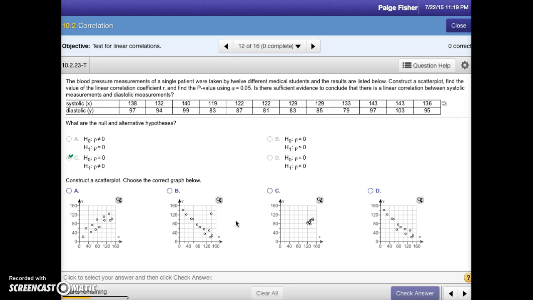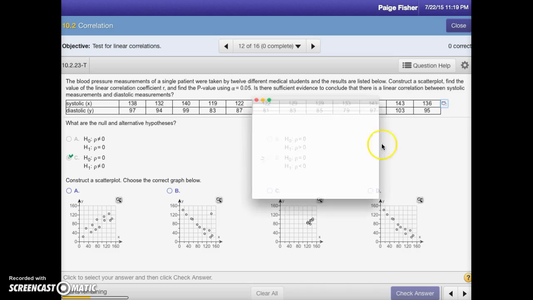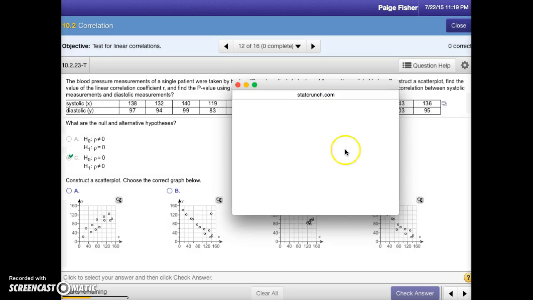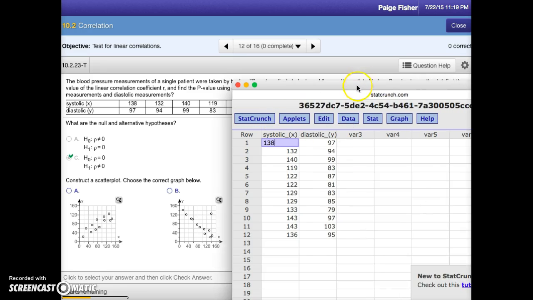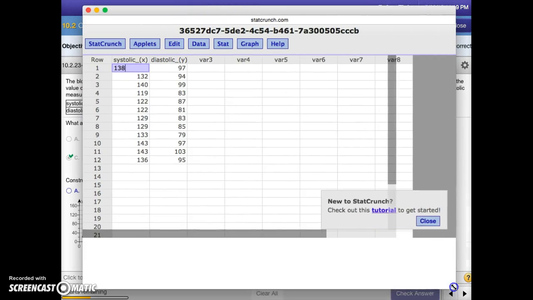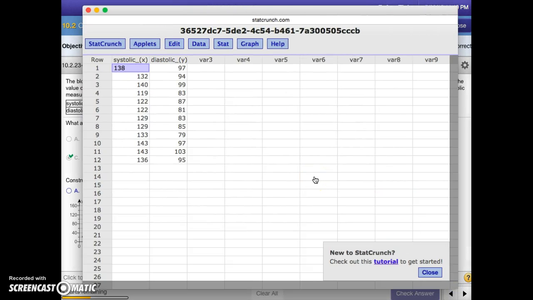And to do that, we don't actually have to type the values into StatCrunch ourselves. If you see this little icon right here or button, you can click it and we can push open in StatCrunch and it automatically brings up StatCrunch for us. It'll bring it up. Let's make this wider. So here's StatCrunch, and we want the scatter plot.